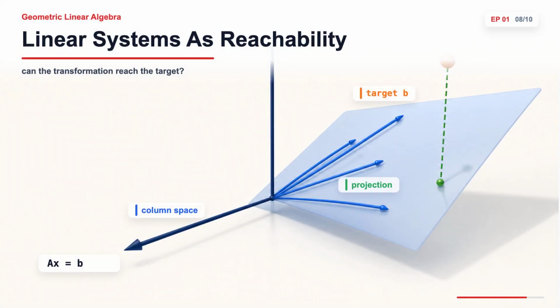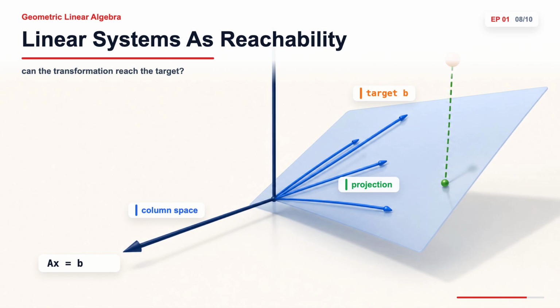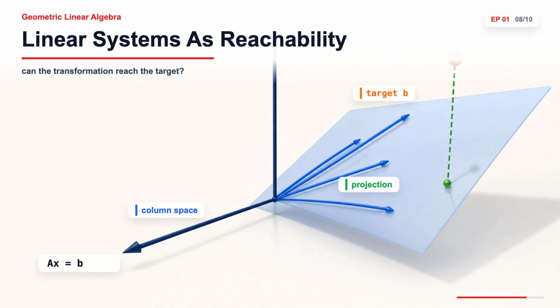This also changes how we read a system of linear equations. The equation Ax equals b is asking a geometric question. Is there an input vector x that the transformation A sends to the target vector b? The set of all possible outputs is called the column space of A. If b lies in that space, the system has at least one solution. If b lies outside it, the exact system has no solution. Later, when exact solutions do not exist, we will use projection to find the closest reachable point. That is the geometric heart of least squares.